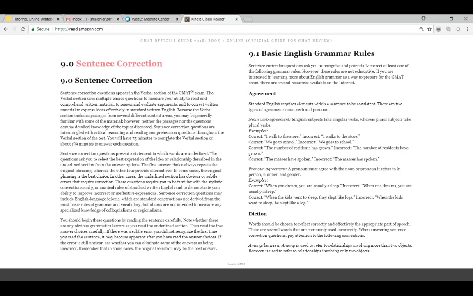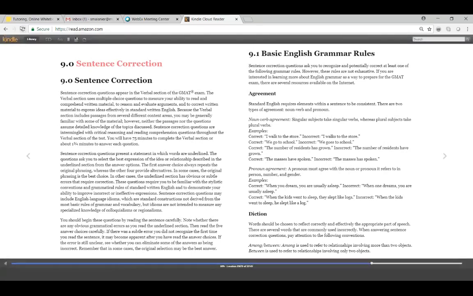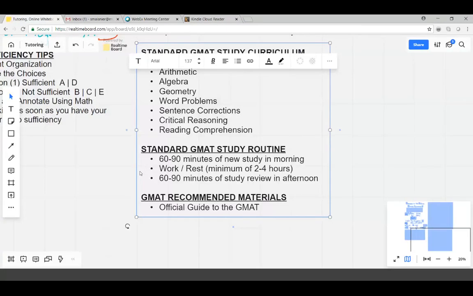That's just the one major thing that's changed, but that's going to be your primary source of material every time. So the official guide to the GMAT has about 900 problems when you include the integrated reasoning, but about 800 quantitative and verbal problems in total.